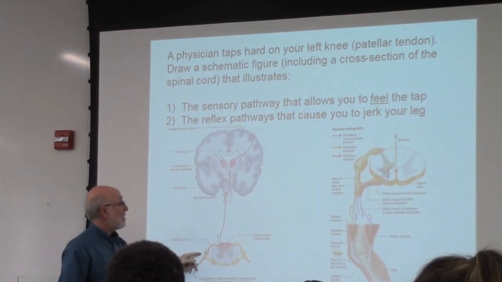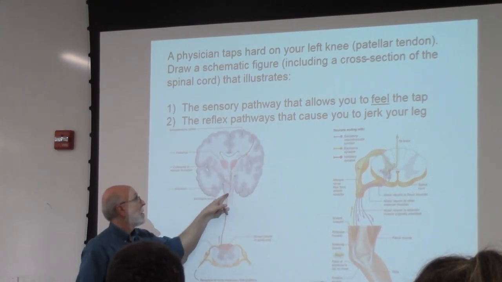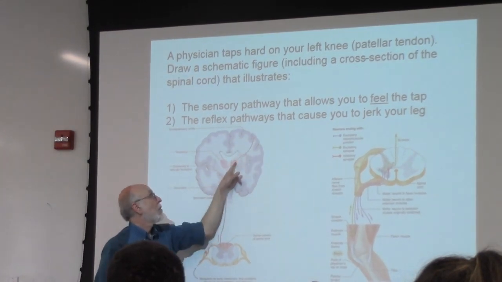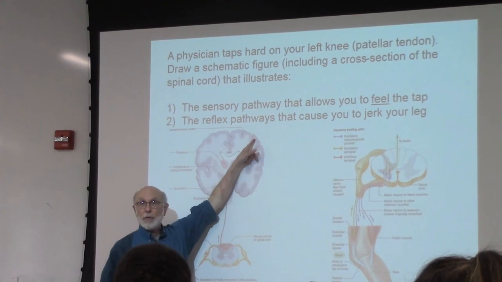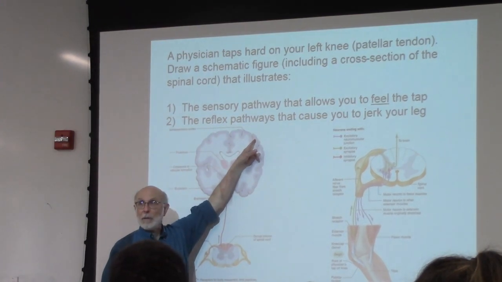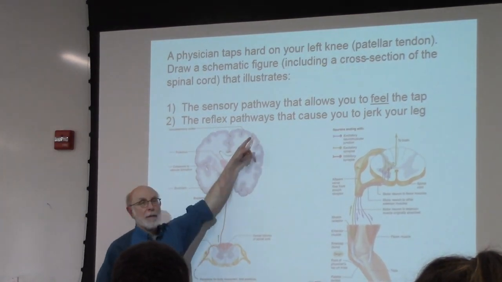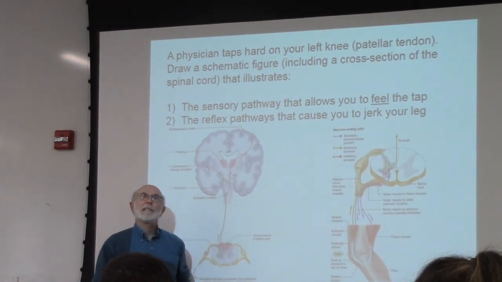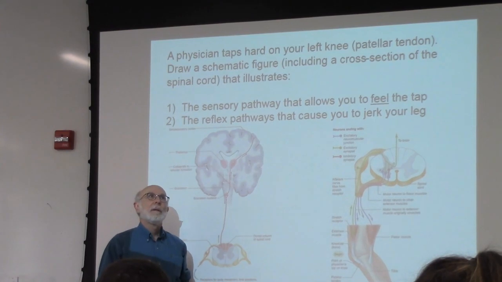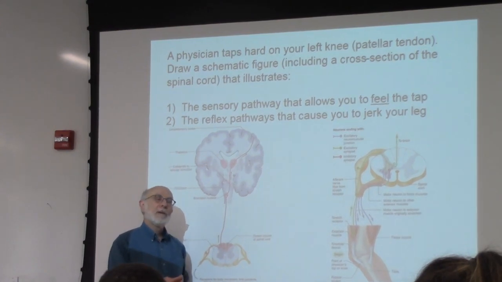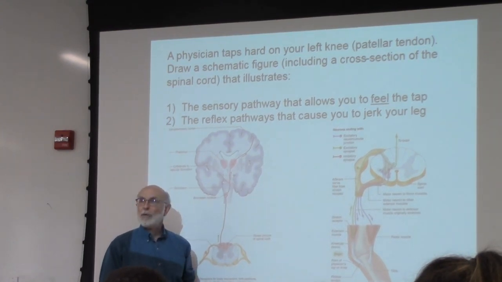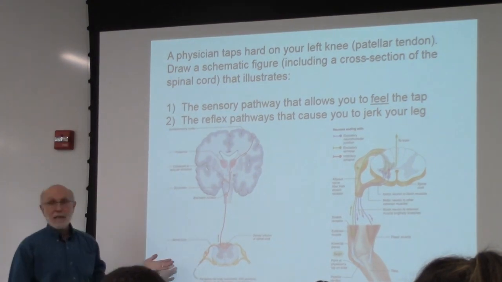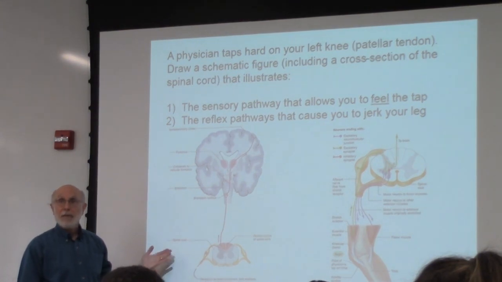This is the first or second order neuron, second or third order neuron, from the thalamus to the contralateral sensory cortex. Where is the sensory cortex? In the anterior parietal lobe, the post-central gyrus. So that's the sketch of the touch pathway.